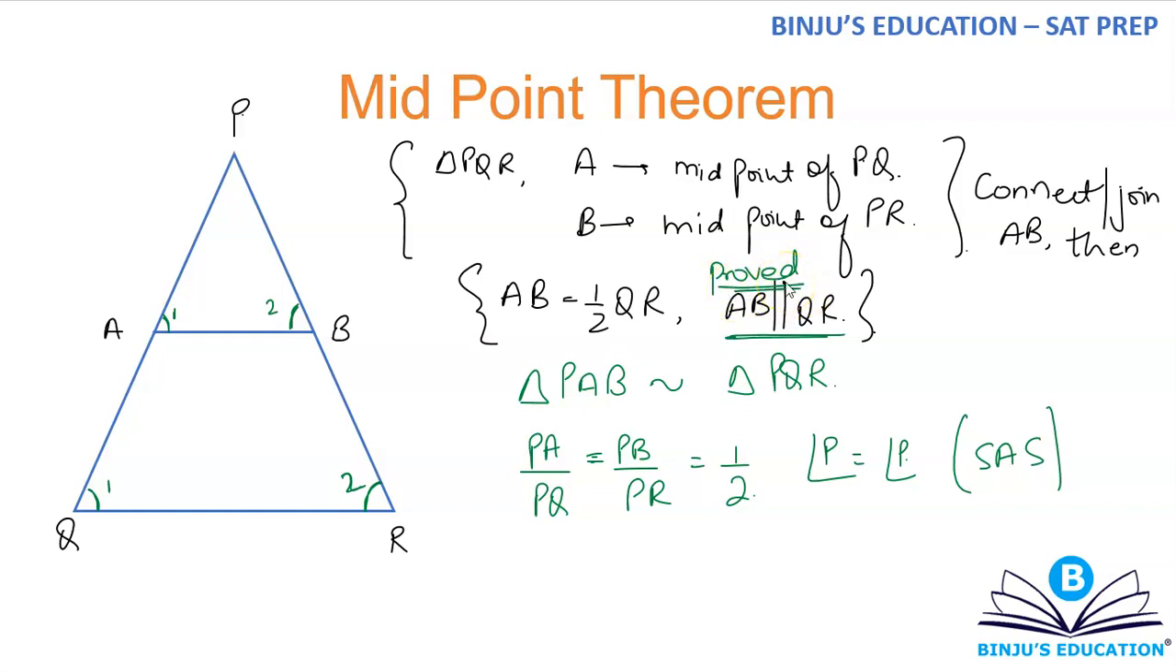Second thing is, if the two triangles are similar, then the ratio of the corresponding sides is equal. So if PA by PQ is equal to PB by PR, which is equal to 1 by 2, then AB by QR will also be equal to 1 by 2. So you have proven that the line connecting the midpoints is half the third side. So this is also proved.